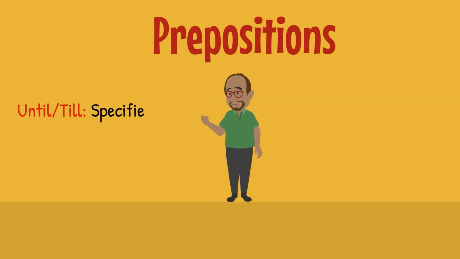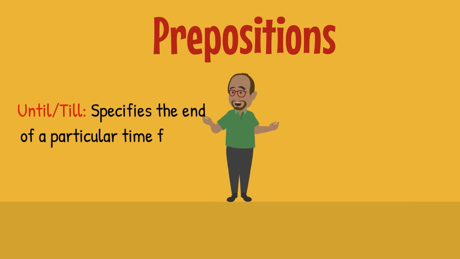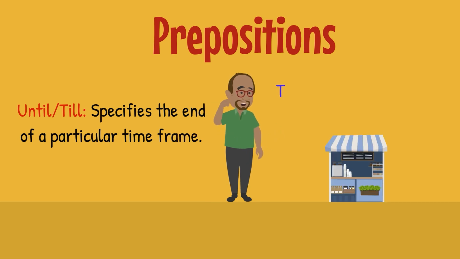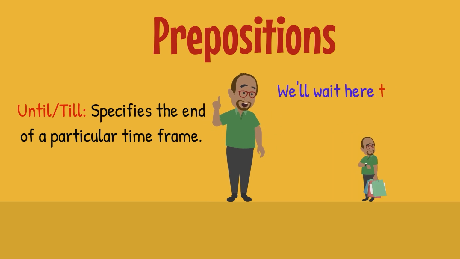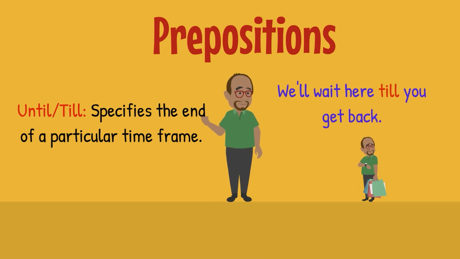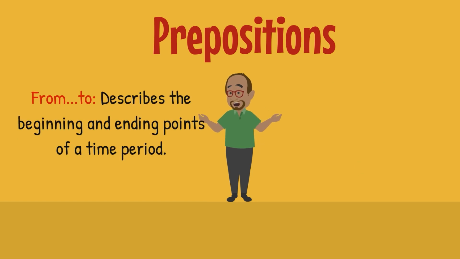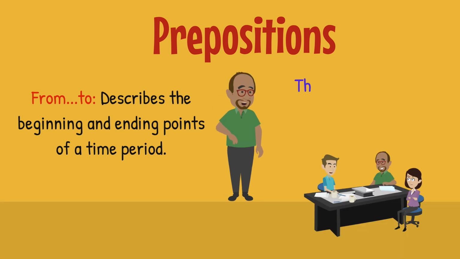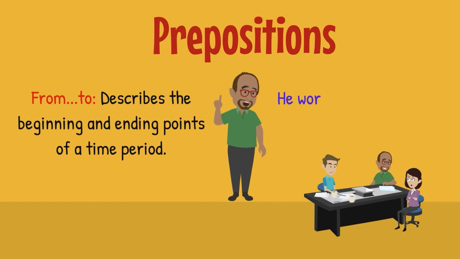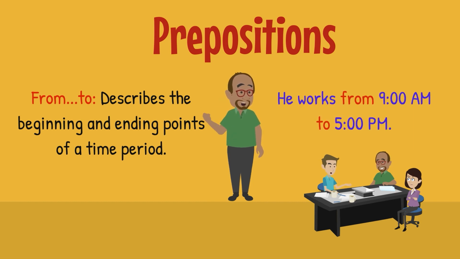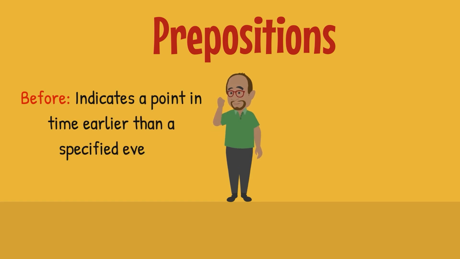Until, till, specifies the end of a particular time frame. The store is open until 9 p.m. We'll wait here till you get back. From, to, describes the beginning and ending points of a time period. The conference is scheduled from Monday to Wednesday. He works from 9 a.m. to 5 p.m.